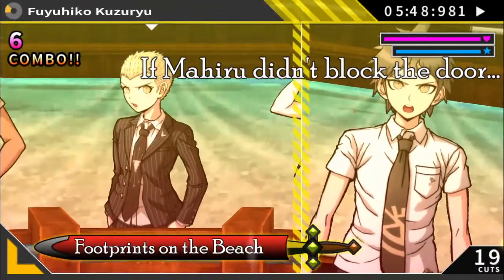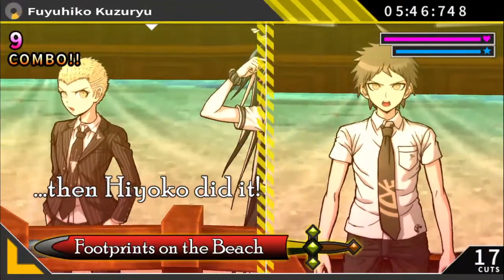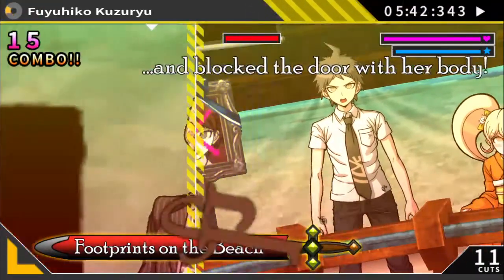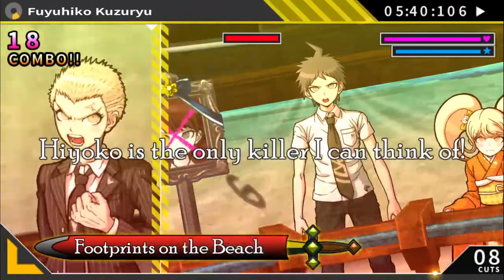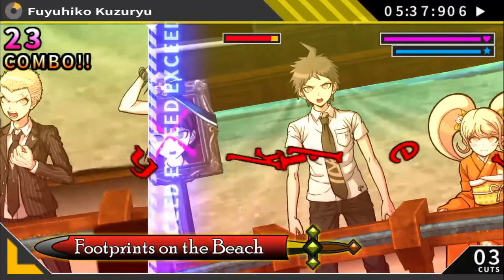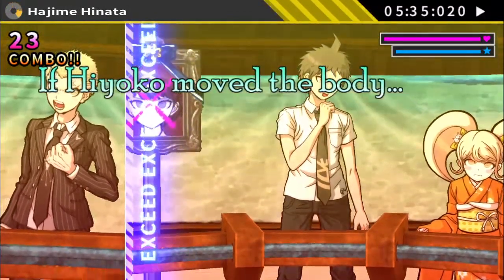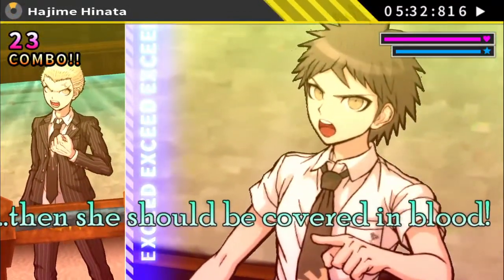If Mahiru didn't block the door, then Hiyoko did it! She killed Mahiru and blocked the door with her body! Hiyoko is the only killer I can think of! If Hiyoko moved the body, then she should be covered in blood.